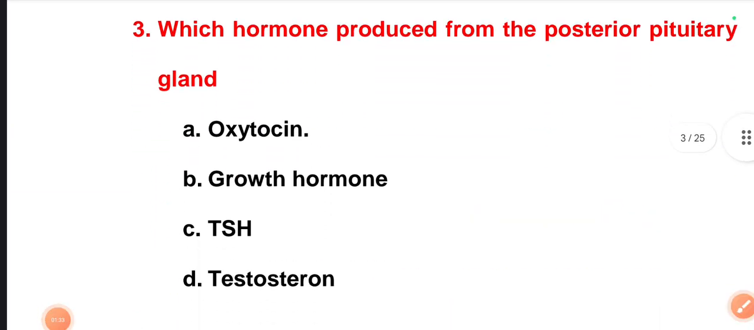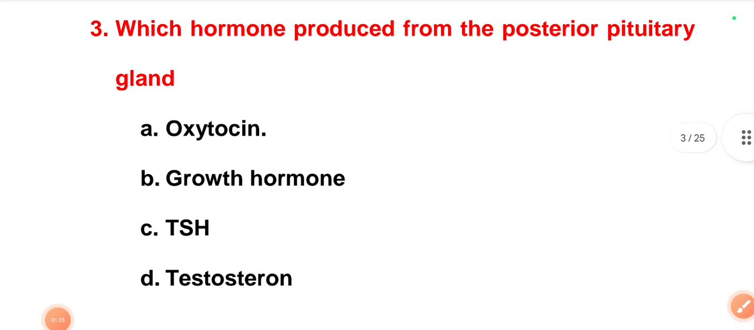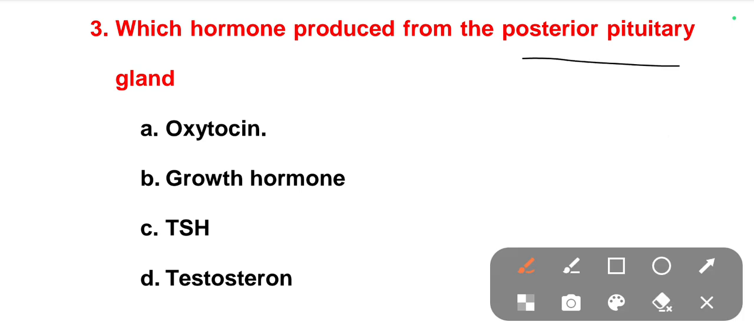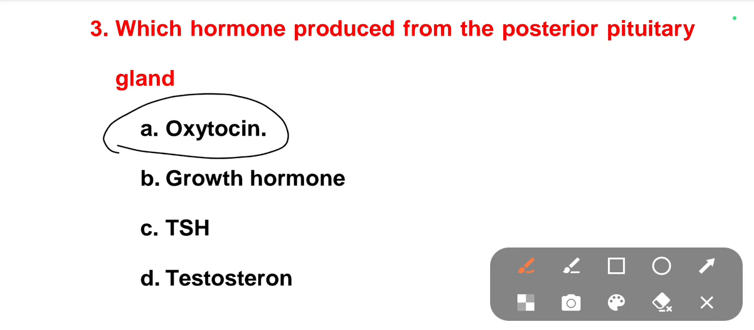The next one is which hormone is produced from the posterior pituitary gland? Options are oxytocin, growth hormone, TSH, testosterone. The right one is oxytocin. So oxytocin is produced from the posterior pituitary gland.